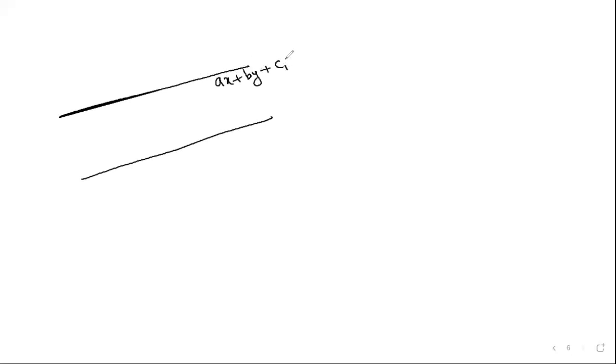What is the distance between parallel lines? Let's say this equation is ax plus by plus c1 equal to 0. If the lines are parallel, the slope should be the same. So this equation also will be ax plus by plus c2 equal to 0. And I want to find this distance. Understood the question? Can anybody give me some idea? How will I find this distance?